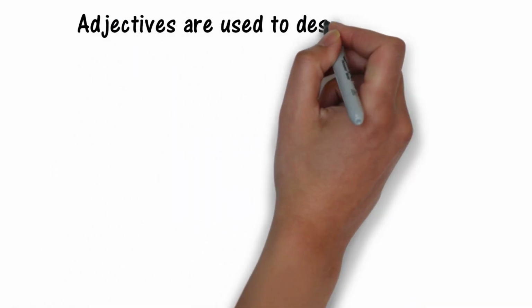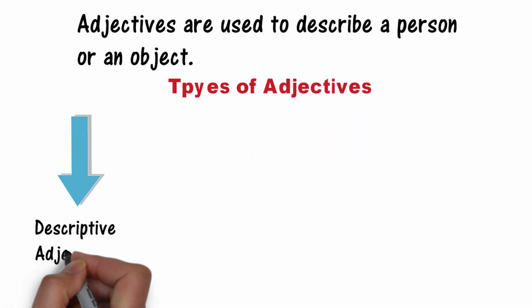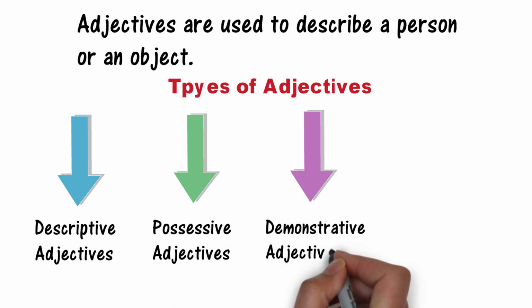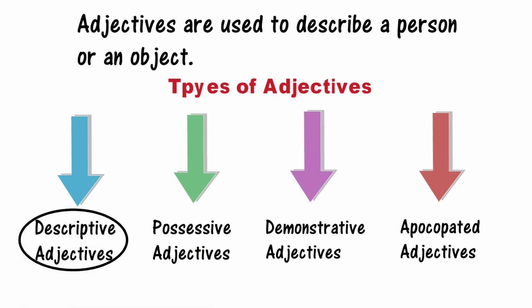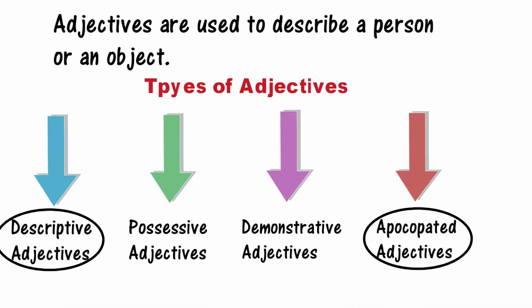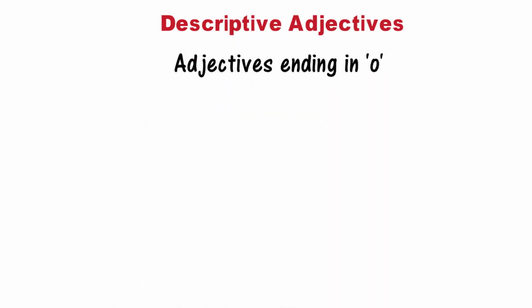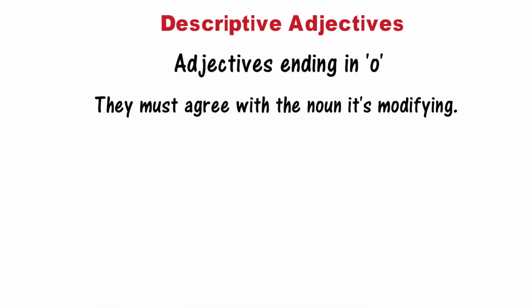Now we know that adjectives are used to describe a person or an object, and we have types of adjectives. We have the descriptive adjectives, the possessive adjectives, the demonstrative adjectives, and then in Spanish we have what we call the apocopative adjectives. In this video, our focus is going to be on the descriptive adjectives and the apocopative adjectives. First, let's look at the adjectives that end with O. Adjectives that end with O must agree with the noun they're modifying.